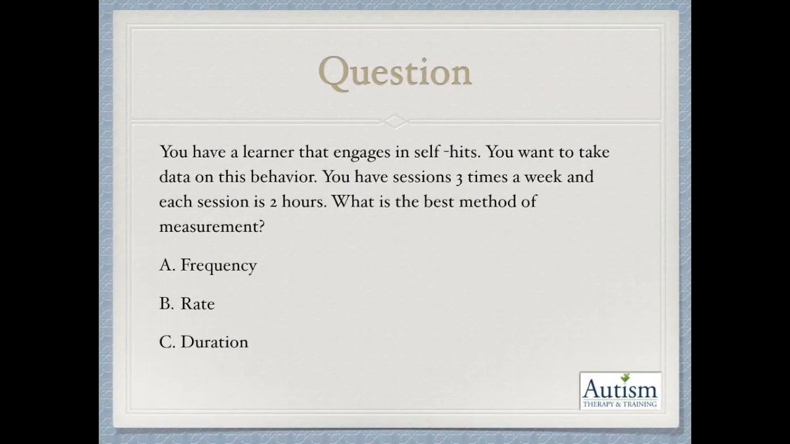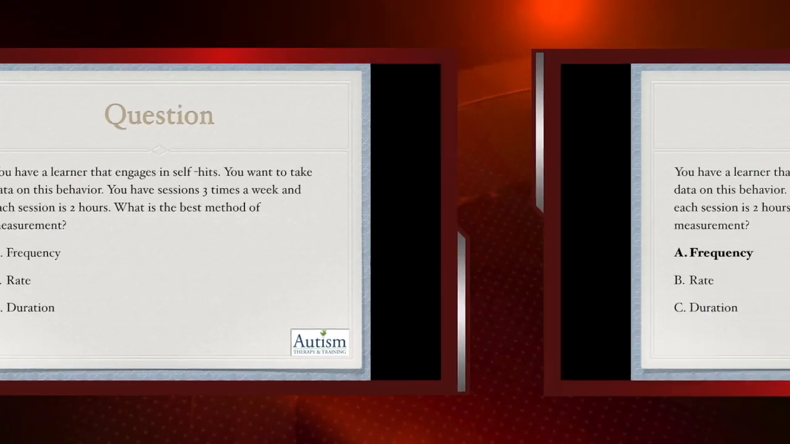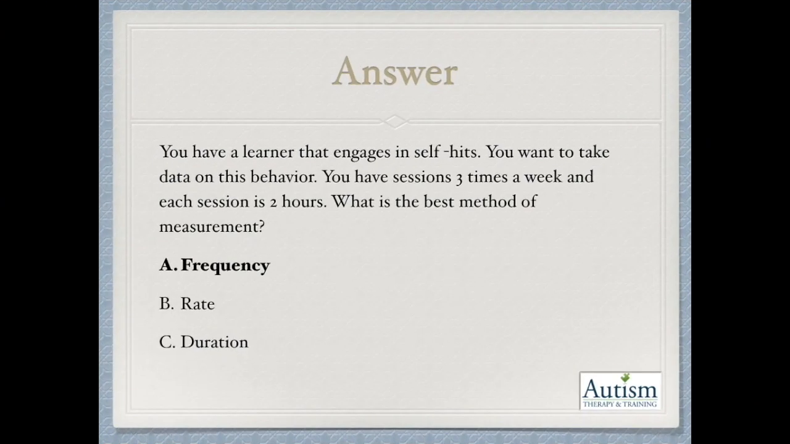You have a learner that engages in self-hits. You want to take data on this behavior. You have sessions 3 times a week and each session is 2 hours. What is the best method of measurement? Is it A, frequency, B, rate, or C, duration? And the correct response is A, frequency.